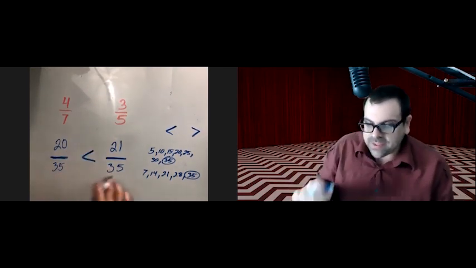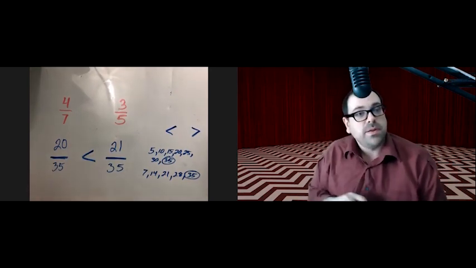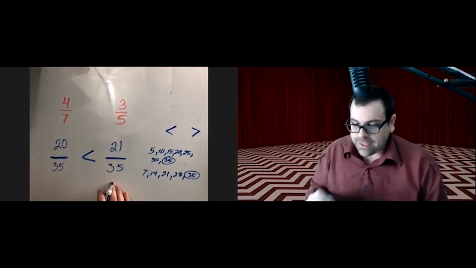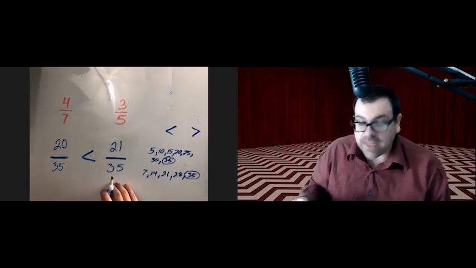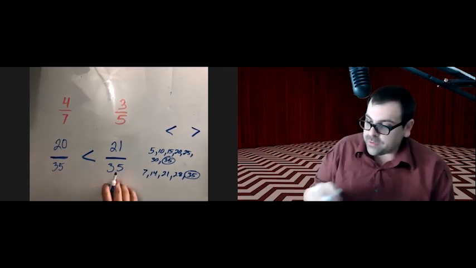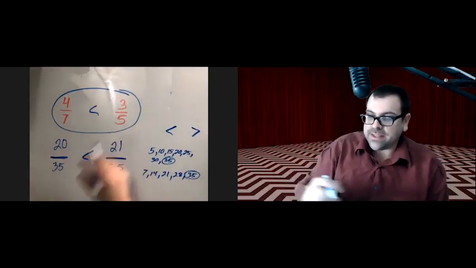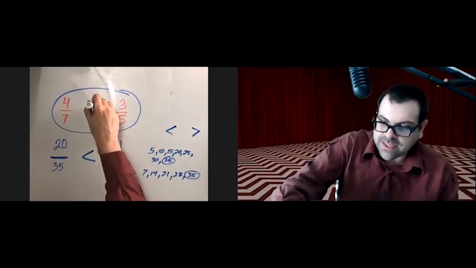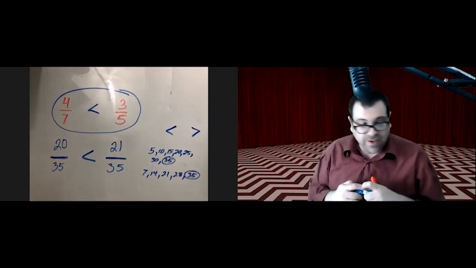We can compare them because the bottom is the same, and we can only compare when the bottom is the same. The top being the same doesn't tell us anything. It has to be the bottom, because now we're comparing 35ths. 20 of them is less than 21 of them. And since that's what we can put here, that's what we would put here, because these are exactly the same. Same problem. 4/7 is less than 3/5.